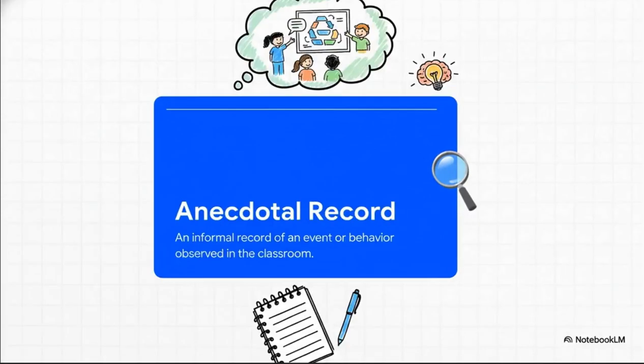Okay, so you see something important. How do you make that observation stick? That's where an anecdotal record comes in. It's really just the simple act of jotting down a key moment. Something like, hey, Johnny explained the water cycle perfectly to his group today. That one little note captures a huge leap in his understanding. It becomes part of his story.